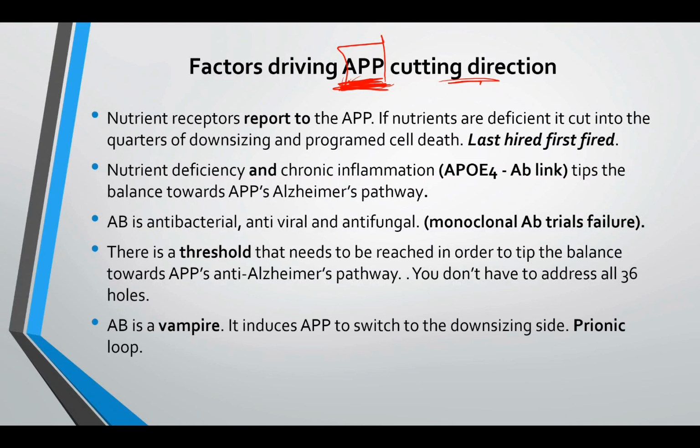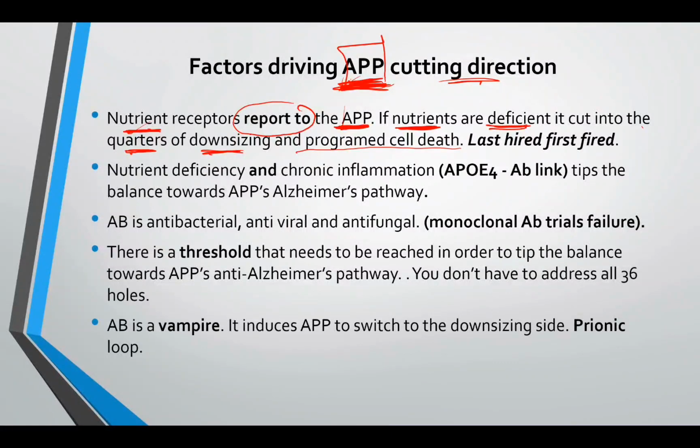This is exactly the same principle. So if the brain cell receives nutrients, the receptors report to the amyloid precursor protein, the father protein, that we have enough resources and the brain can expand. So it will cut into the two parts. However, if the nutrients that reach the brain are not sufficient, it will cut into the four quarters of downsizing, reducing the size of the brain cells and shrinking the connections, what we call programmed cell death.